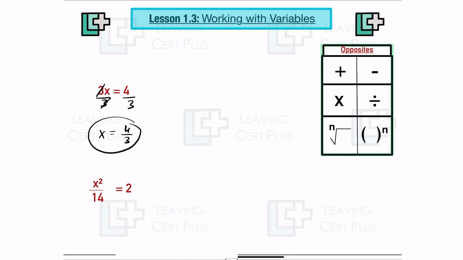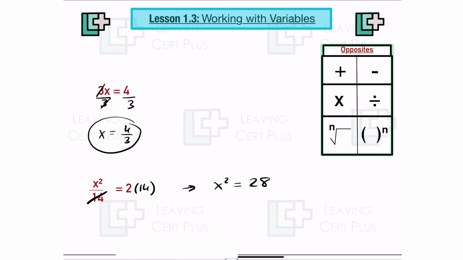The second one then, we first of all have to get rid of this fraction. So x squared is being divided by 14. Let's multiply across by 14. So if we multiply both sides by 14, that's going to cancel the 14 here. And I have 2 by 14. So that will be x squared is equal to 28.